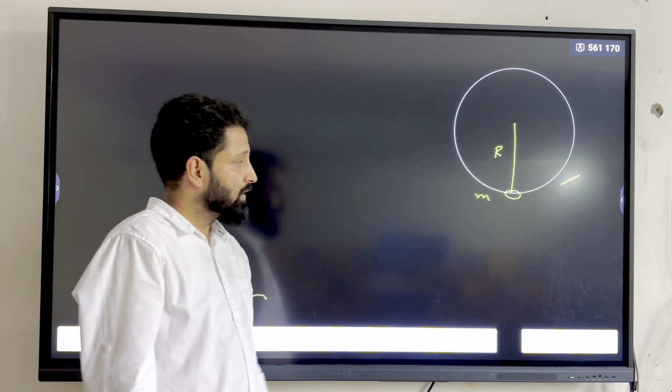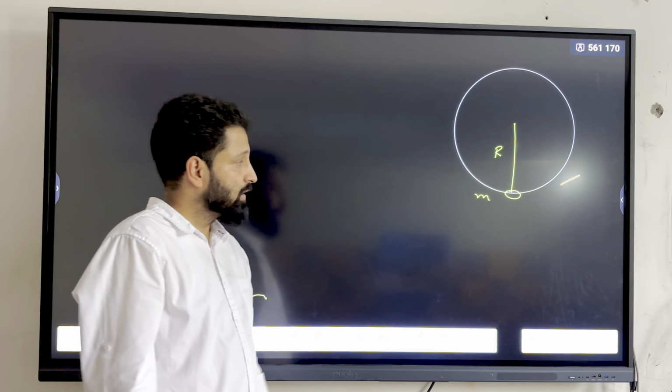For example, this is the body. This is the point. If we give this point some initial velocity in this direction, it goes up to this point and comes back. If we give more velocity, more speed here, it goes up to this height. If we give even more velocity, it completes this circle. So there is some minimum velocity required at this point such that the body will complete its circular motion, the vertical circle.